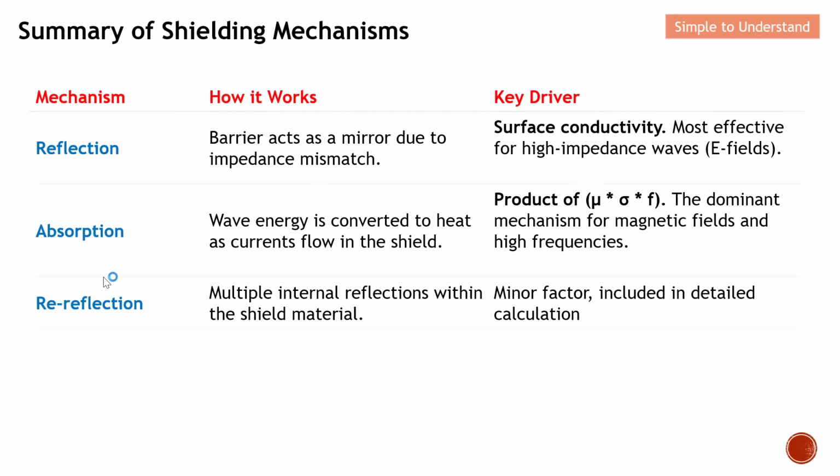As for multiple reflection, we have multiple internal reflections within the shield material. This can be very small, and most of the time you can neglect it. However, for low frequency magnetic fields we need to take a little more concern, especially if the shield is thin.